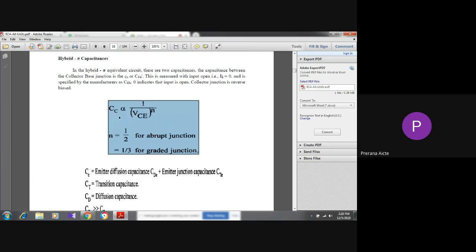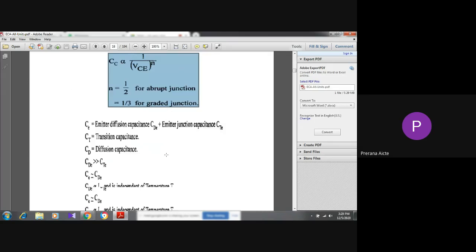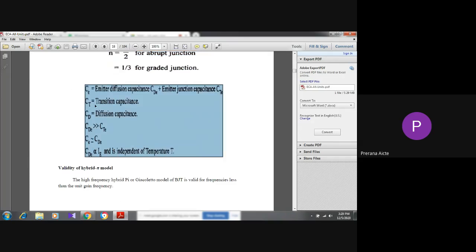And this is the formula. Cc is inversely proportional to Vce to the power of n, where n is equal to 1 by 2 for abrupt junction, n is equal to 1 by 3 for graded junction. So Cc is the transition capacitance, Ce is the diffusion capacitance. But practically CDE is very much greater than CTC.